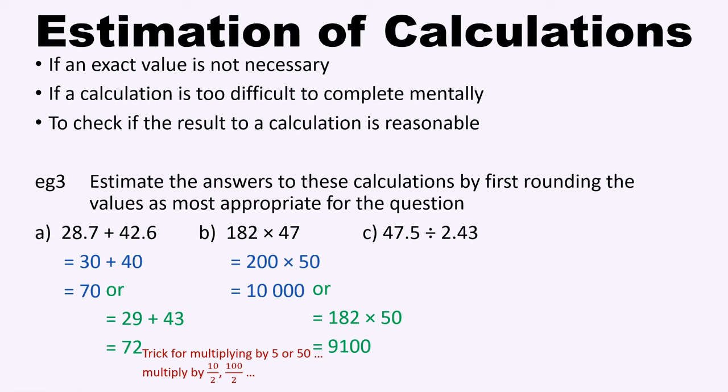For question C, divisions tend to be more difficult to work out, especially ones like these. 47.5 divided by 2.43. Working with decimals tends to be difficult, so let's round these. 48 divided by 2 shouldn't be too difficult for you. Dividing by 2 is just the same as halving, and half of 48 is 24. Now that was relatively easy. We could have worked out a closer estimate by doing 48 divided by 2.4.